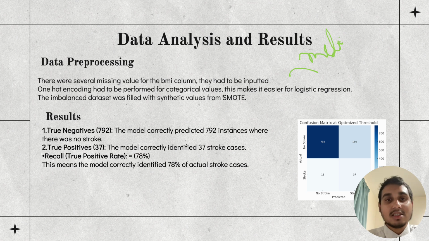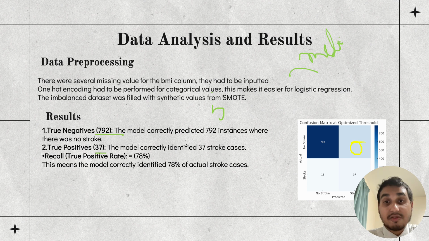So these were my results. This is the confusion matrix. True negatives were 792, meaning the model correctly predicted 792 instances where the person did not have a stroke. True positives were 37. Out of a total of 50 people who had a stroke, the model was able to predict 37 of them. It's a 74% accuracy. It's a good accuracy.